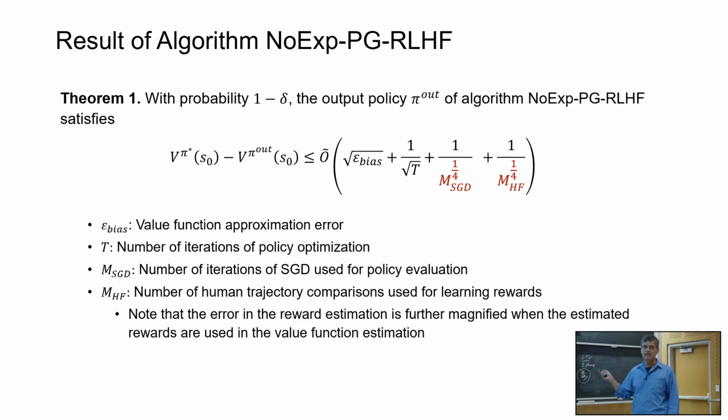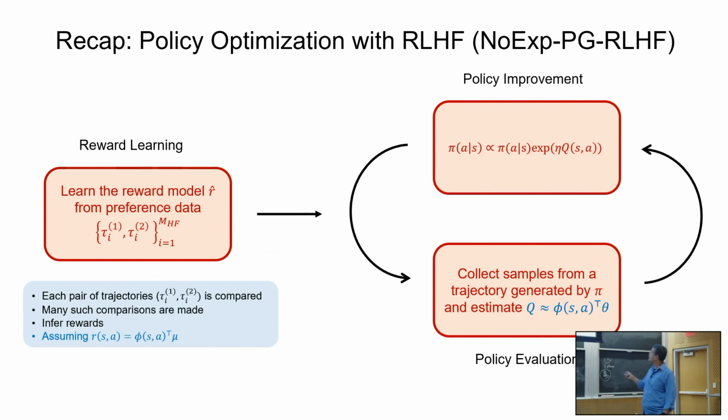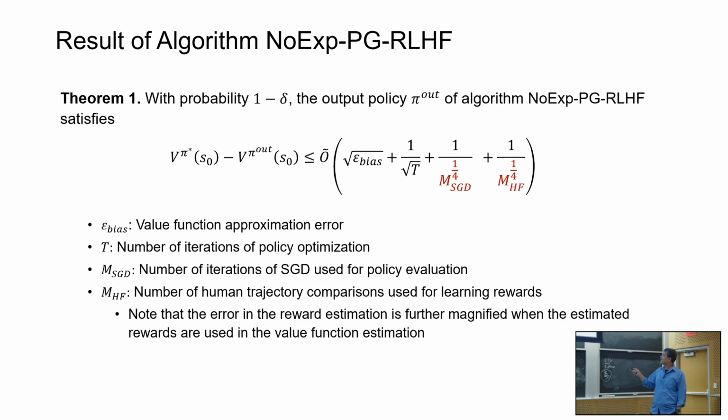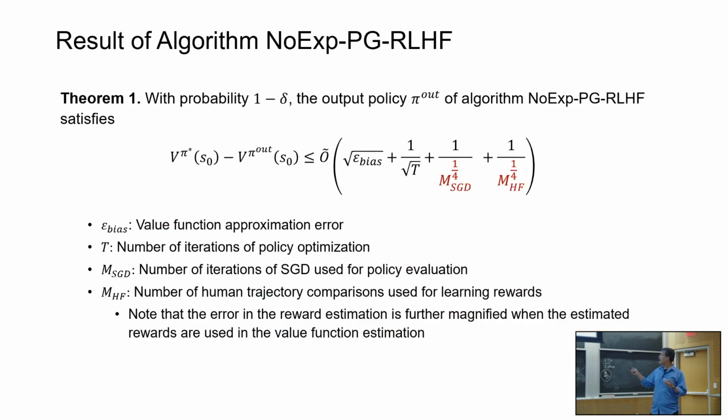So the main result, hopefully this slide will convey most of what I want to say, is that if you run this algorithm for T iterations, I'm going to do T iterations of policy improvement here. Within each iteration I do M_SGD, the notation I'm going to use for the number of SGD updates that I do for policy evaluation. And if I do M_HF human comparisons, then the difference between the true value function and the value function of the policy that we output decays like this.